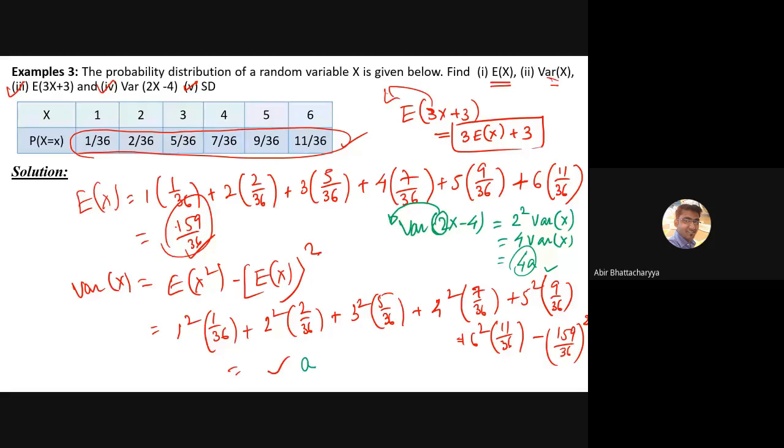At last, what is standard deviation? Standard deviation, SD, equals under root of variance, under root of variance of x. Whatever we have calculated here, that is a, so under root of a is the answer. All right. So that's all about this unit.